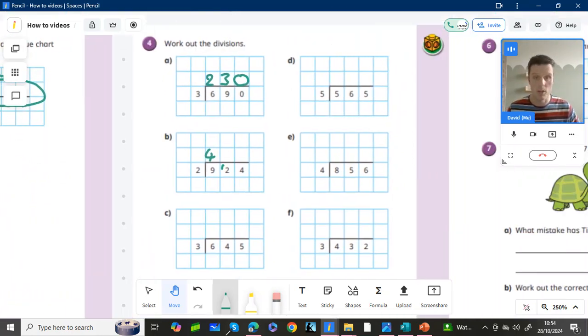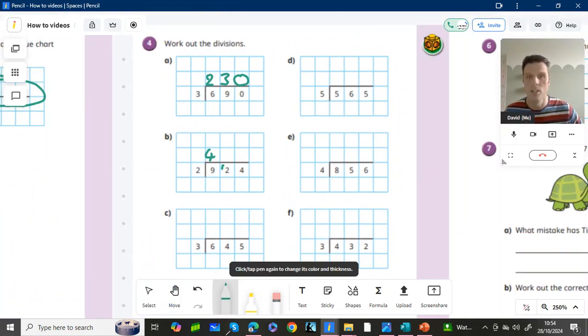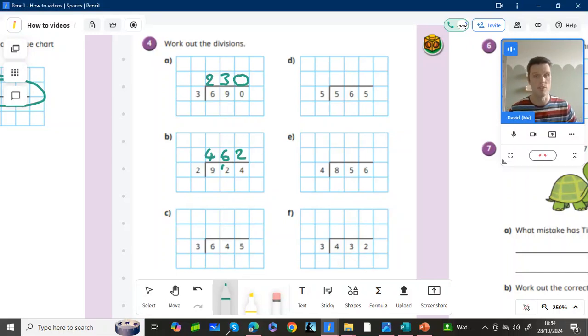Okay, so moving on to question 4. 2 into 12 is 6, and 2 into 4 is 2, and the answer is 462. Question C, 3 into 6 is 2. 3 into 4 is 1 with 1 remainder. 3 into 15 is 5, so 215 is the answer there.